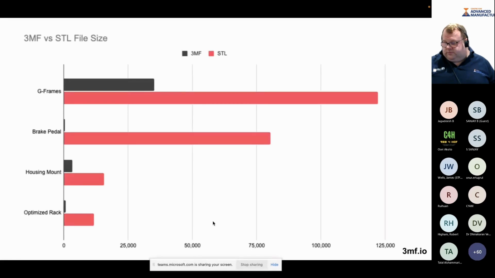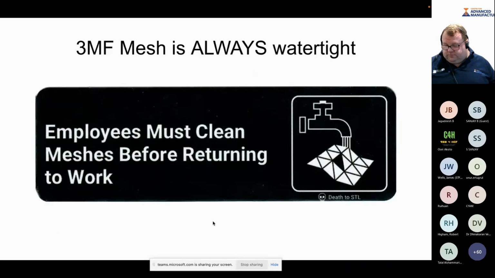So baseline, you get a smaller file size and it's always watertight. So a 3MF mesh is always watertight. There's never any reverse triangles. You're always going to be able to print the file, slice it. So that's the base level. That's not too hard to get on board with. But 3MF also has data other than just geometry in its communication stack.